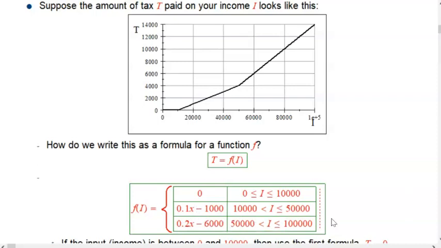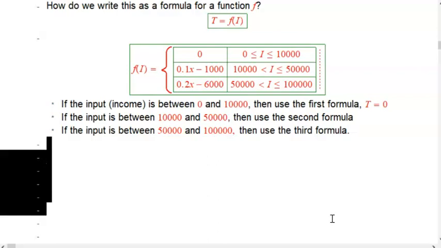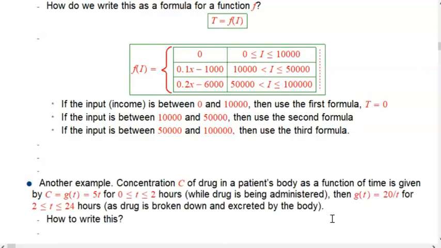So let's look at that for something where we give a description, and then we'll write the formula, and then we'll produce the graph. So a little bit backwards from what we did here. So here the concentration, we'll say that's C as the output variable, of a drug in a patient's body as a function of time is given by this function. Let's say the function is called G. That's a function of times T.